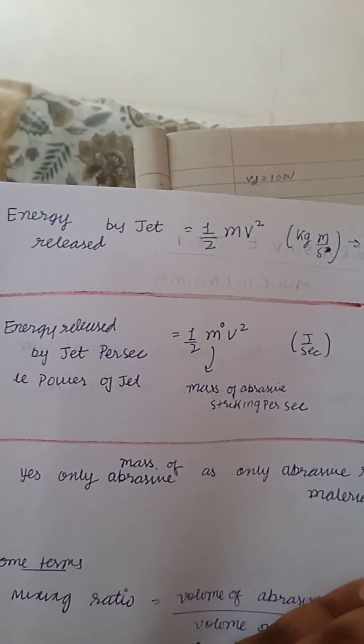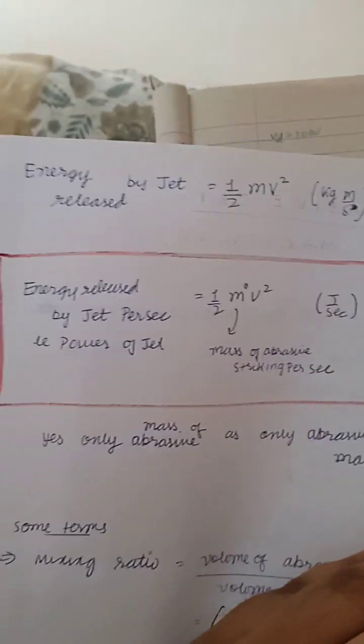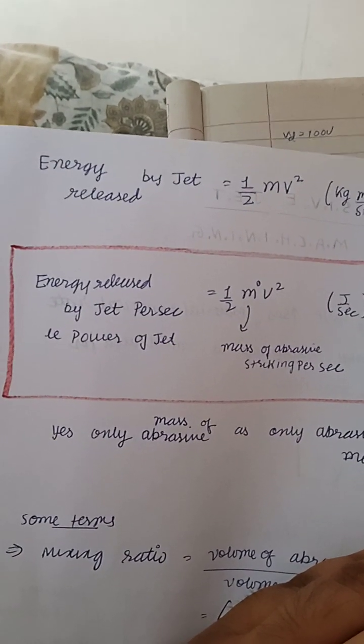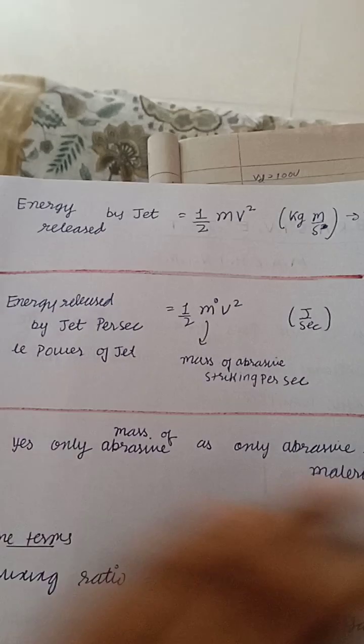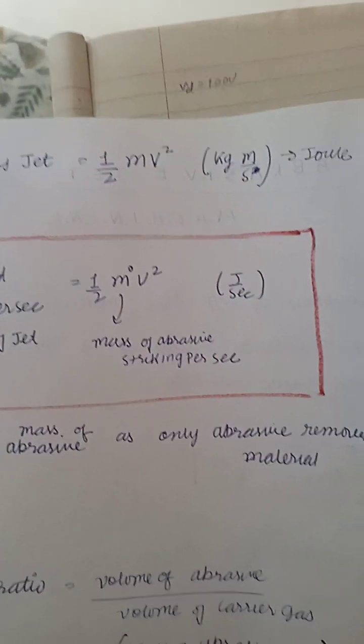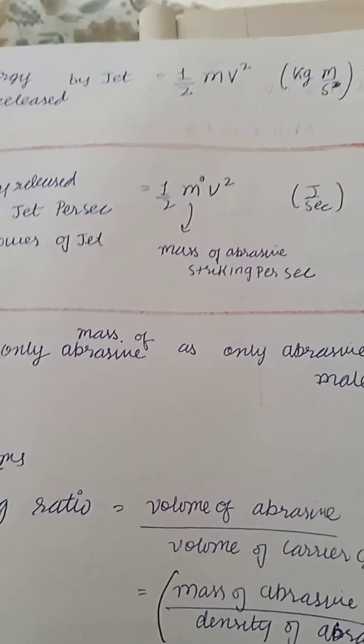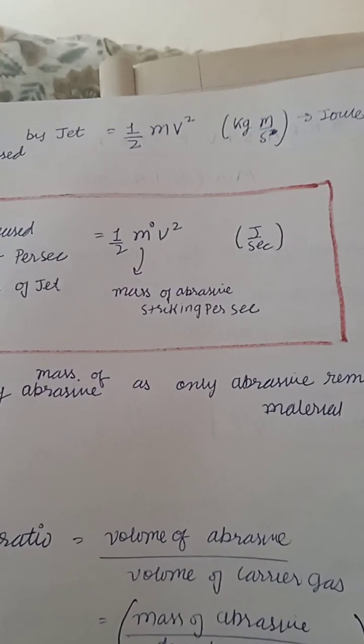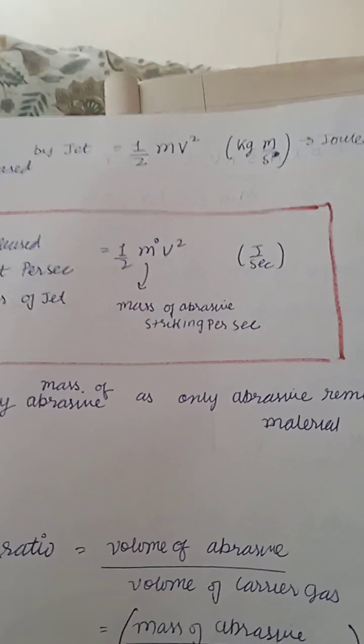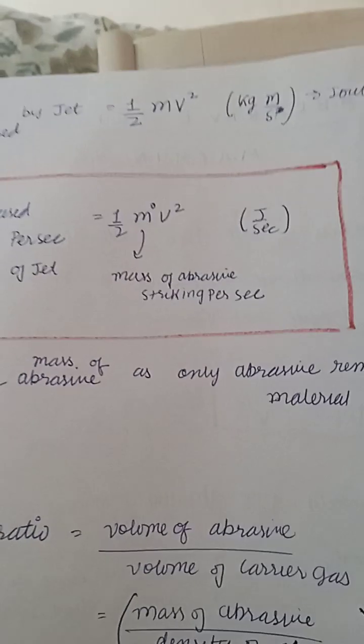Energy released by jet is half mv square, of course in joule. Energy released by jet per second is half m dot v square, where m here represents abrasive particles, because abrasive only releases the energy and only abrasive can cut the material.